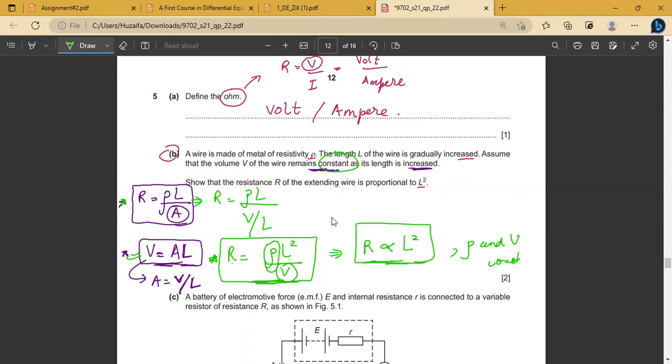And what is the most compulsory thing here? That rho and V must be constant. Rho is constant here. Why? Because it is material dependent. We are using only one material, and volume is constant. He has already told you that volume is constant.